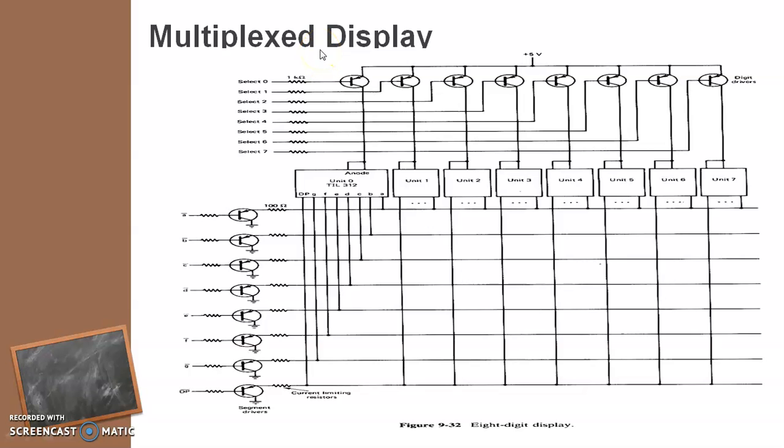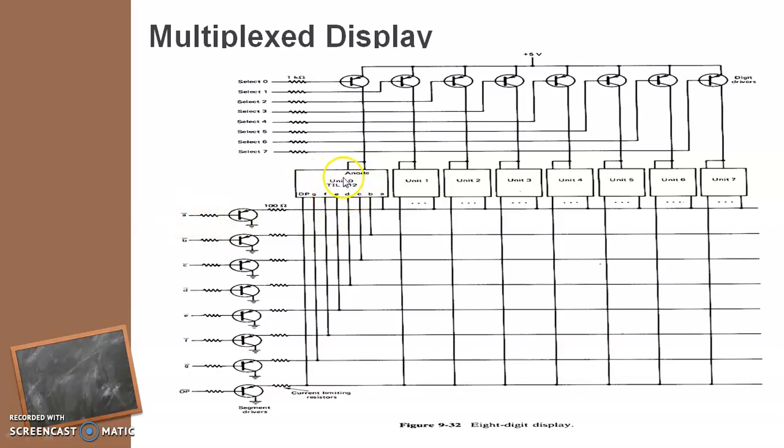So we have seen that more current is needed to make the display light up. Therefore, to reduce this problem we can go for multiplexed display. By way of multiplexing, we select only one of the displays at a time and make it glow, so the rest of the displays will not be glowing. You can see at the top there are a few transistors. These are all digital switches. Whenever select 0 is selected, only this transistor will switch on. That means unit 0 will get selected.